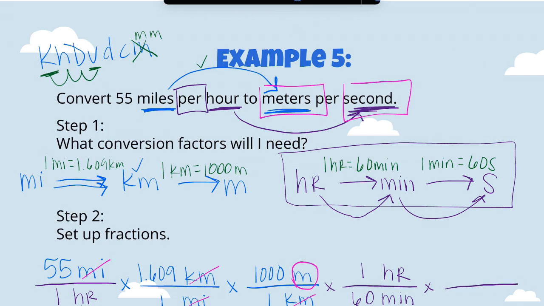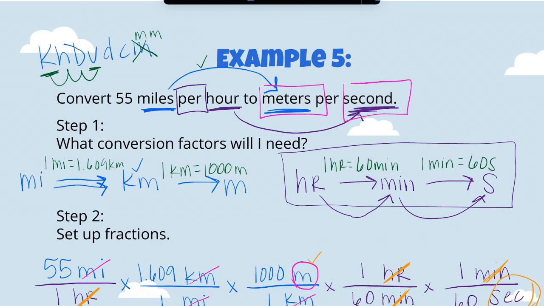And I'm trying to cancel my minutes. So minutes were on the bottom. I'll put them on the top. And then I'm going to convert to seconds. So I'll put those on the bottom. And I know that 1 minute is 60 seconds. So now take a look at these units. I have canceled my hours on the bottom with hours on the top, minutes on the bottom with minutes on the top, and my unit right here is seconds. So if you look at my 2 circled non-canceled units, I have meters and seconds, which is exactly what I wanted.